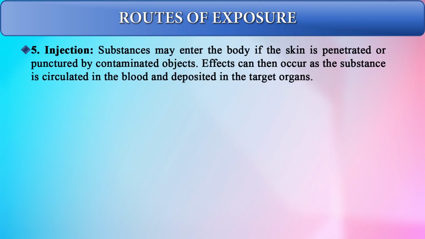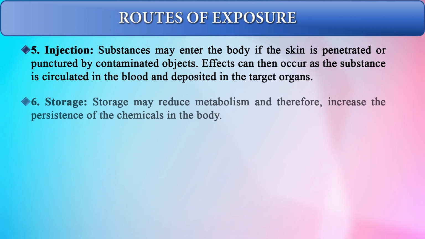The next route of entry is injection. Substances may also enter the body if the skin is penetrated or punctured by a contaminated object. Effects can then occur as the substance is circulated in the blood and deposited in the target organ. The next is storage. Storage may reduce metabolism and therefore increase the persistence of the chemical in the body.